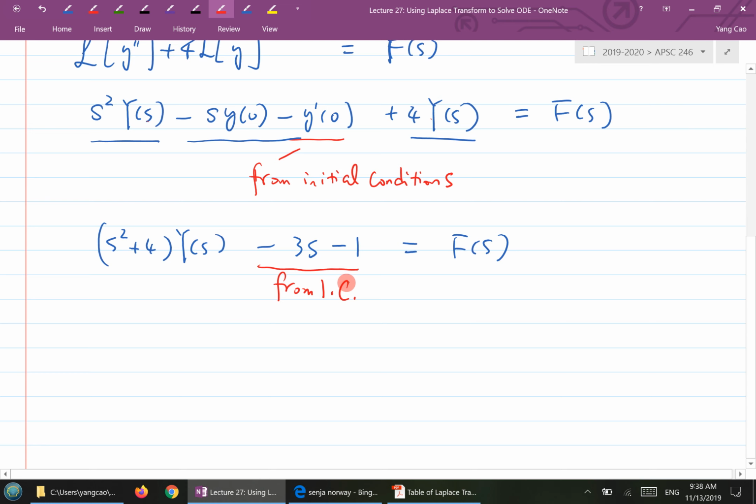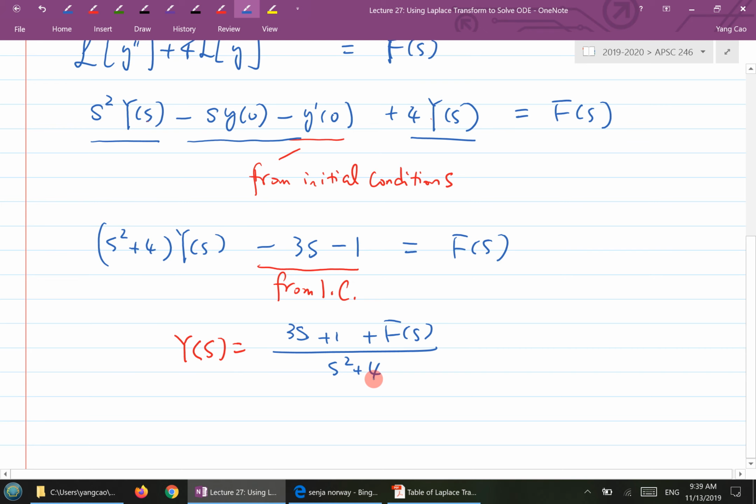So now I'm going to combine things together. We're going to solve for Y of s. You move the 3s and 1 to the right side, and then divide by s squared plus 4. So 3s plus 1 plus capital F of s, divided by s squared plus 4. That's your capital Y of s.